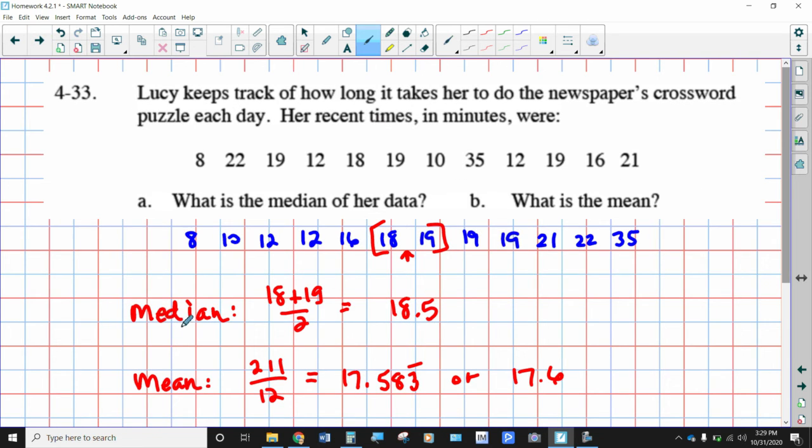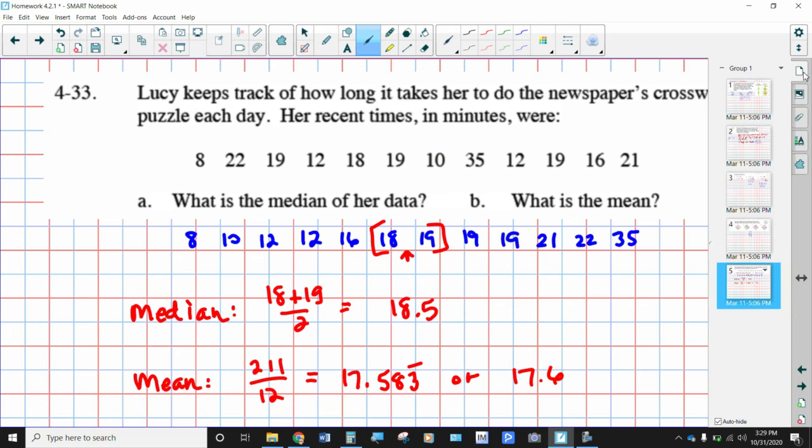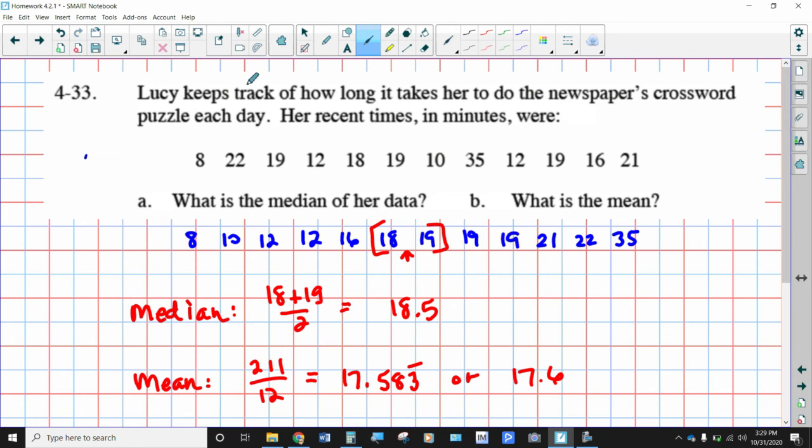And for our last problem, I think that's our last problem, right? Yes, that's our last problem. Lucy keeps track of how long it takes her to do the newspaper's crossword puzzle each day. These are her recent times in minutes.